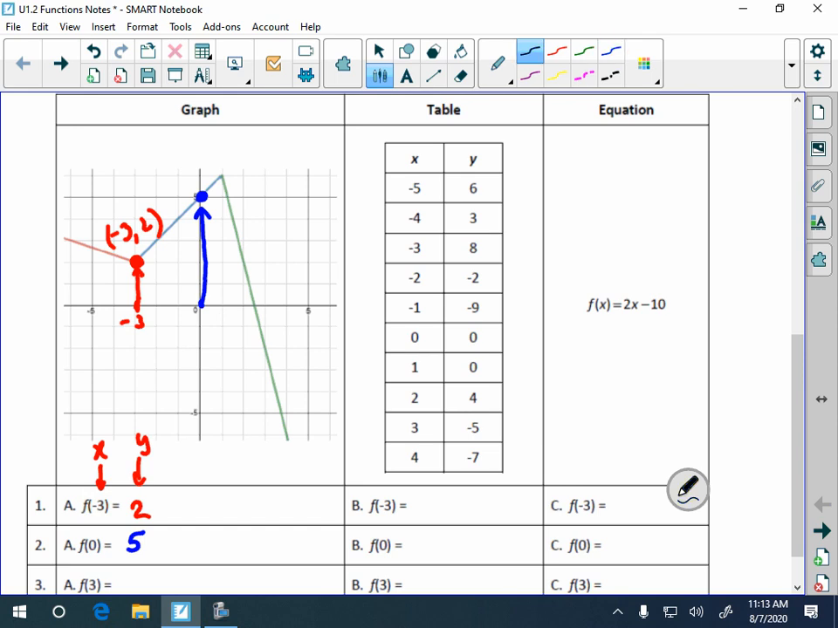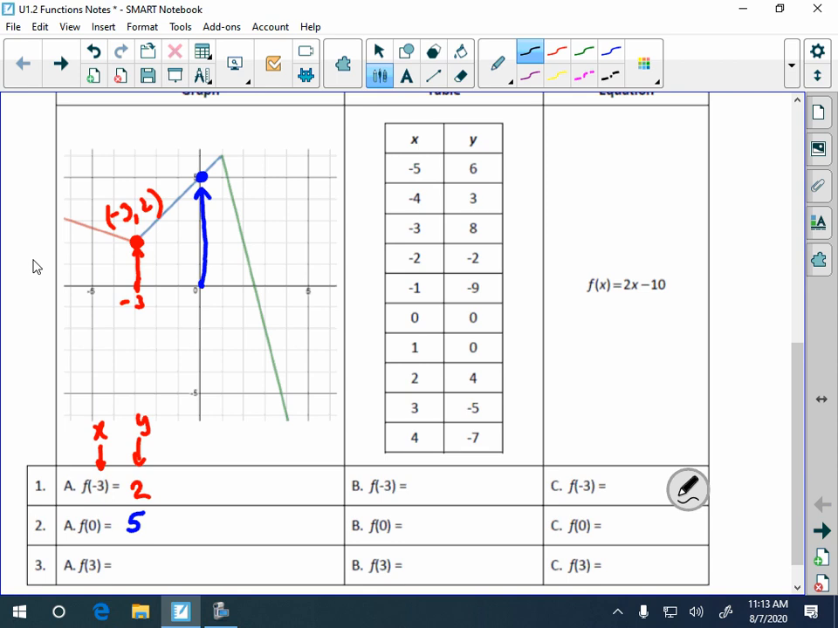All right, and then let's do f of 3, so f of positive 3 this time. So now we have to go to positive 3 on the x. So 1, 2, 3. And then we have to go up or down. And this time we have to go down, because that's where the graph is. And that ordered pair is at positive 3, negative 2. Positive 3, negative 2. All right, so that's how you use a graph.